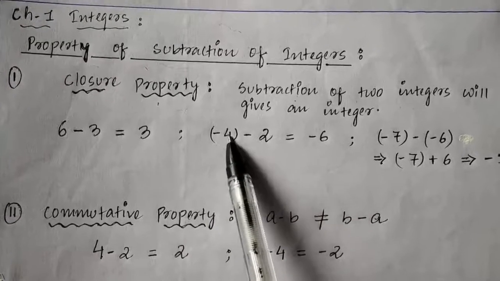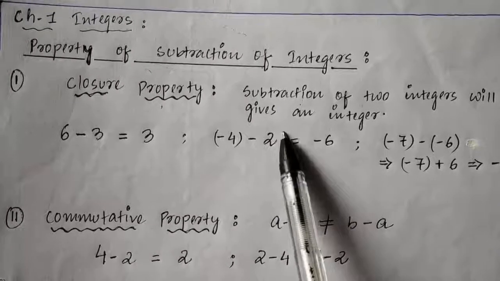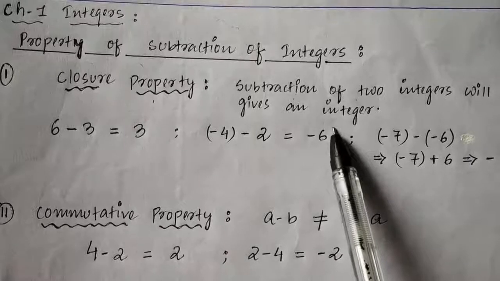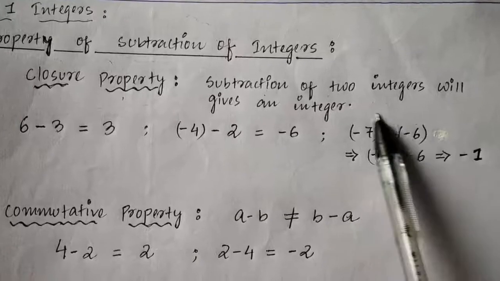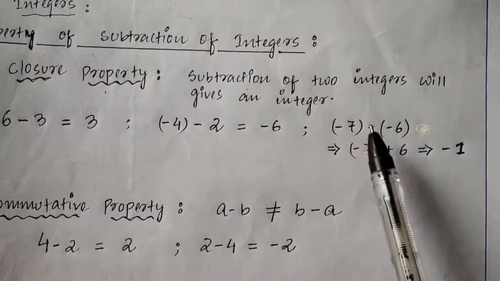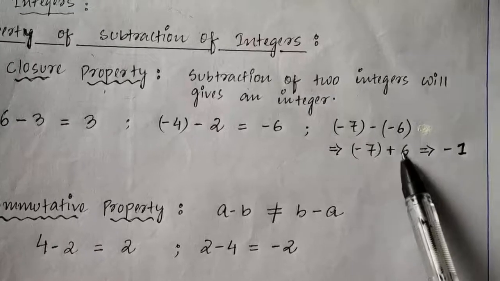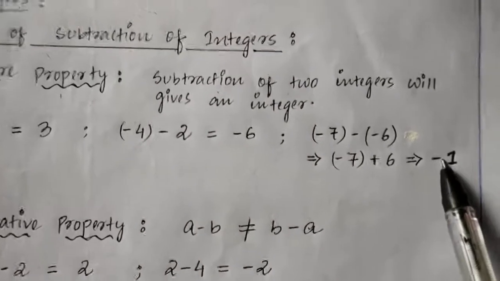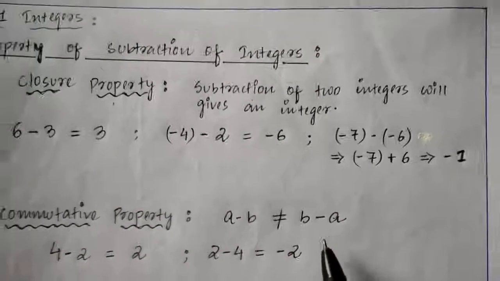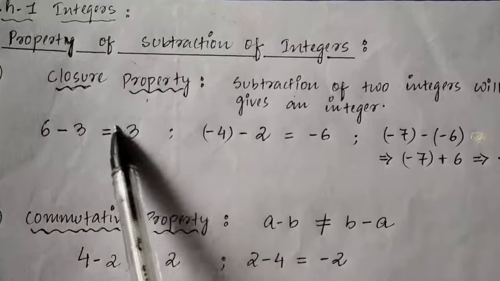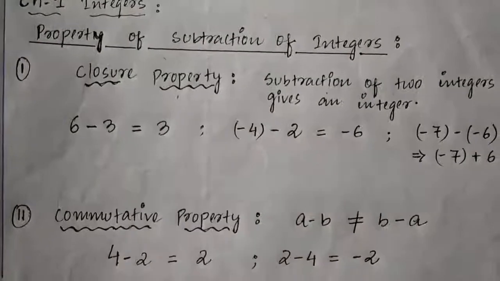Similarly, if we take one negative integer and one positive integer and perform the subtraction, we get minus 6, which is also an integer. And if we take both negative integers and perform the subtraction, then this minus and this minus get multiplied and give plus. So minus 7 plus 6 gives minus 1, which is also an integer. So in these three cases, we have found that subtracting two integers, we always get an integer. So for subtraction, our closure property holds true.